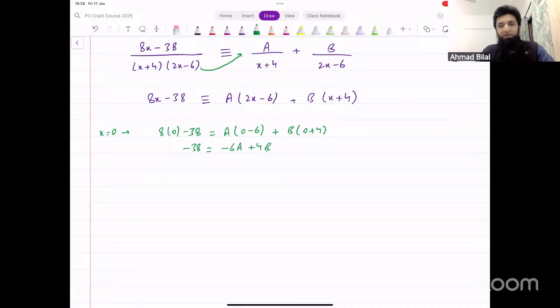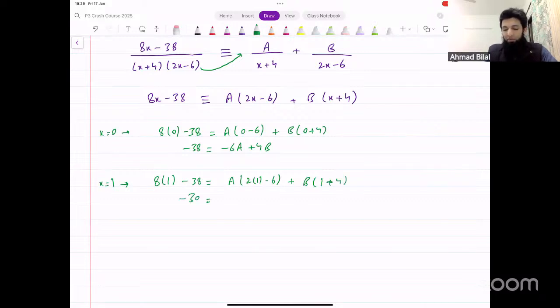And that's an equation that we got in terms of a and b. We could input another value of x. For instance, we could input x equal to 1, and that will give us another equation. So 8 into 1 minus 38 equals a into 2 into 1 minus 6 plus b into 1 plus 4. And that gives us minus 30 equal to minus 4a plus 5b. And that's another equation in terms of a and b.